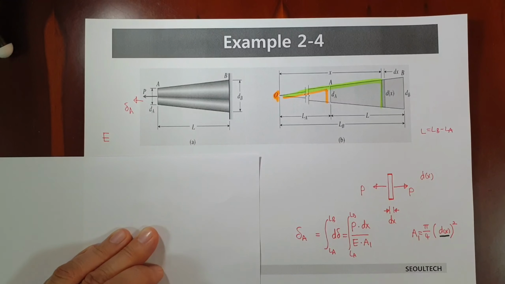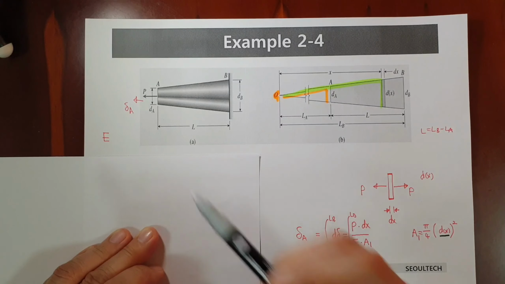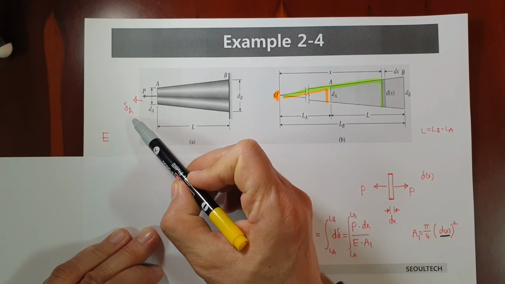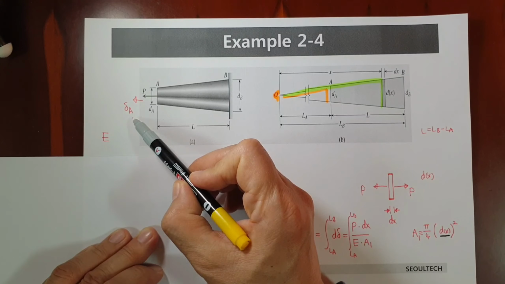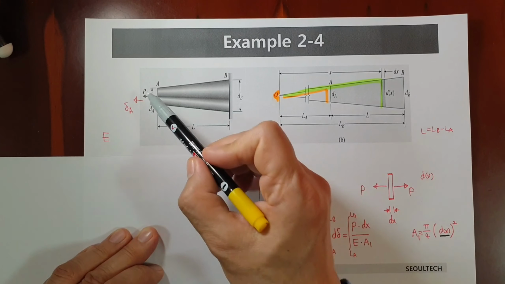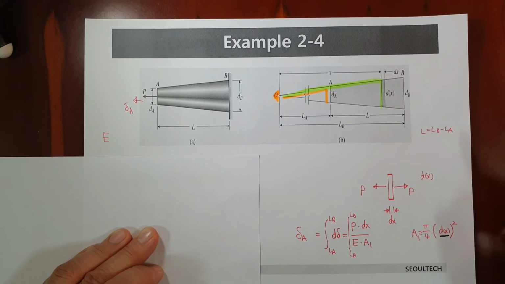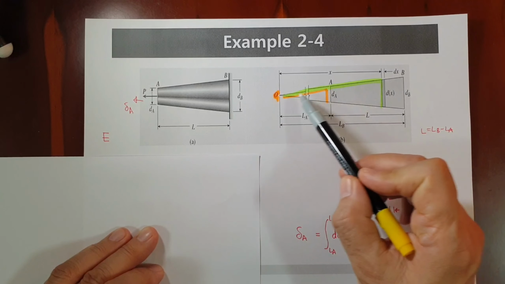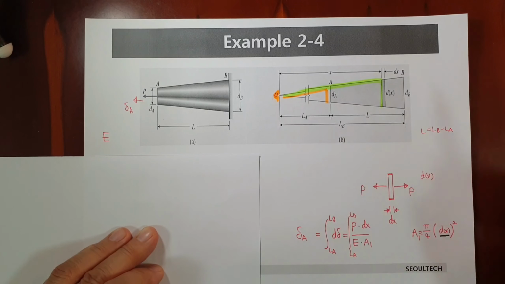has the characteristics of Young's modulus E, then we would like to calculate delta A, the deformation or elongation on the left side by external force P. In order to consider this problem, we can draw a figure like this one.